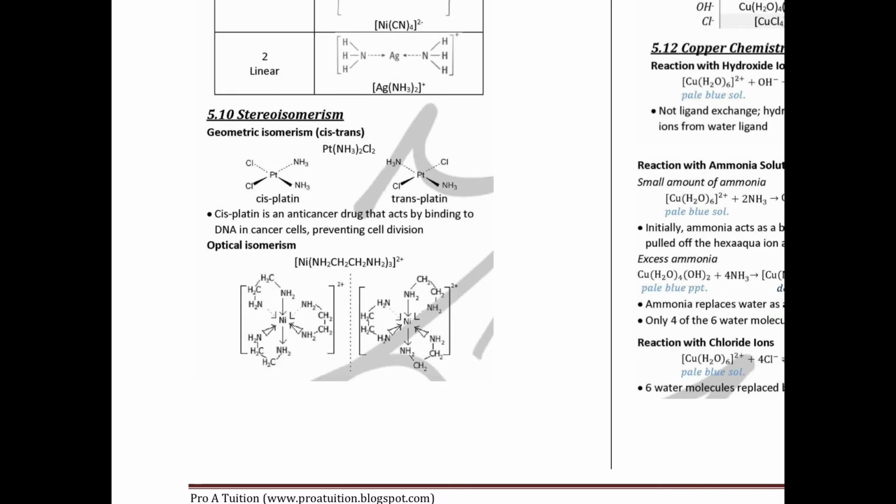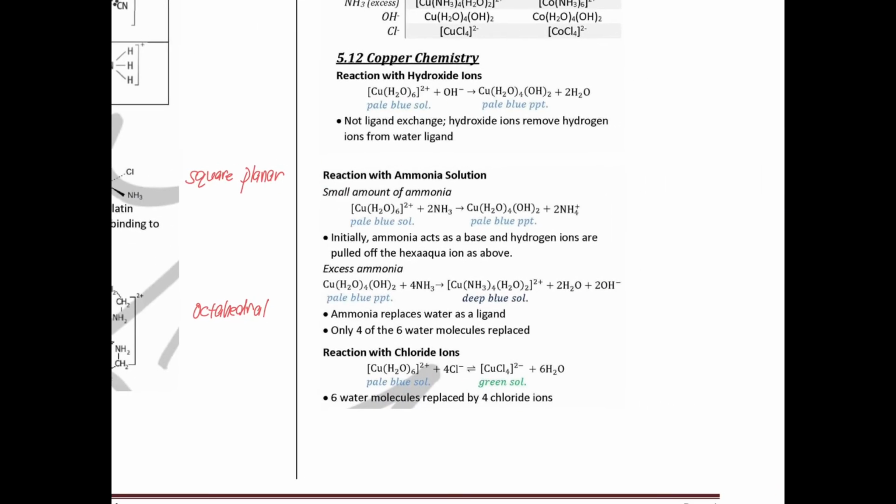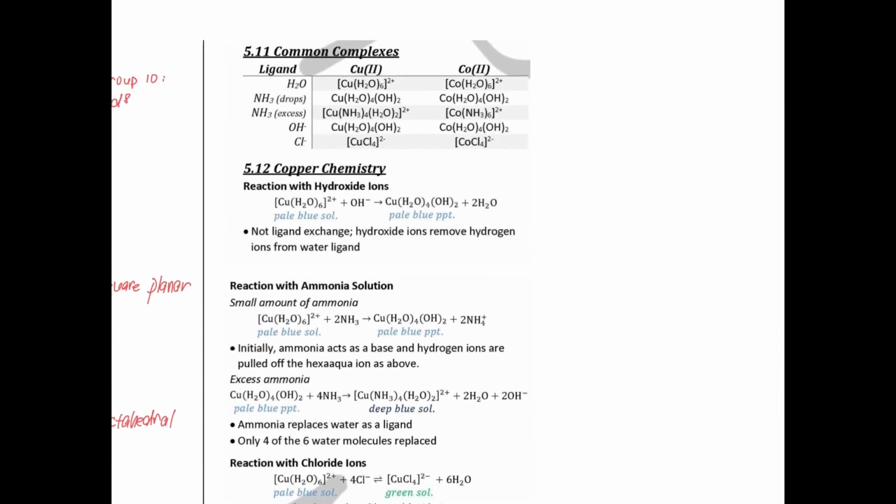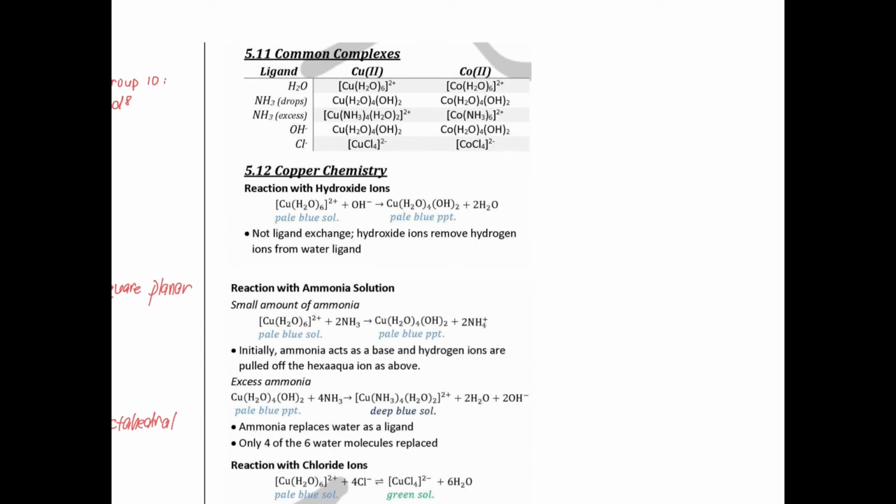Okay, so remember, the cis-trans is for square planar. This is for octahedral. Okay, now let's move on to the other side. 5.11, common complexes. Now, first we have H2O.